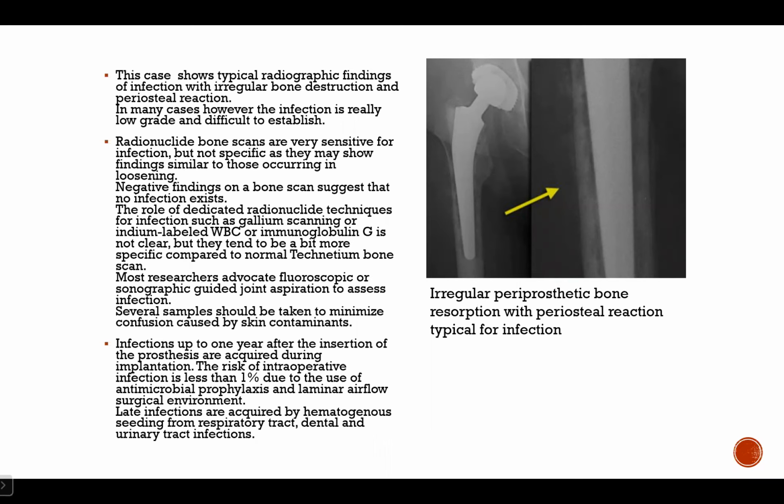Infections up to 1 year after the insertion of the prosthesis are acquired during implantation. The risk of intraoperative infection is less than 1% due to the use of antimicrobial prophylaxis and a laminar airflow surgical environment. Late infections are acquired by hematogenous seeding from respiratory, dental, or urinary tract infection. This radiograph shows the irregular periprosthetic bone resorption with periosteal reaction typical for infection.